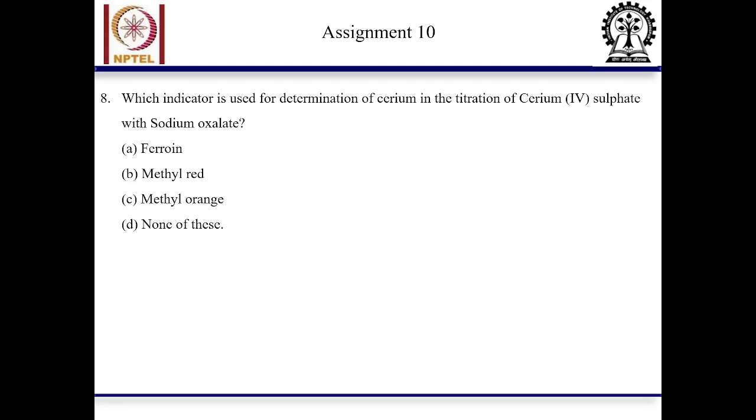Sunil, can you guess what is the answer for this question number 8? Yeah, you are right. The ferroin indicator is a suitable indicator for this. So first of all, I will write the equation. You have cerium 4+ and sodium oxalate. This will go to cerium 3+, 2Na+, and 2CO2.